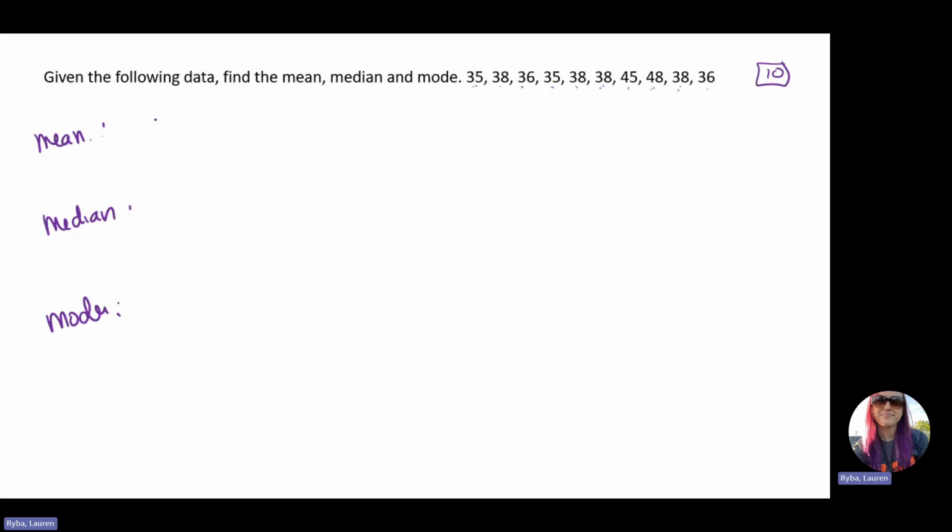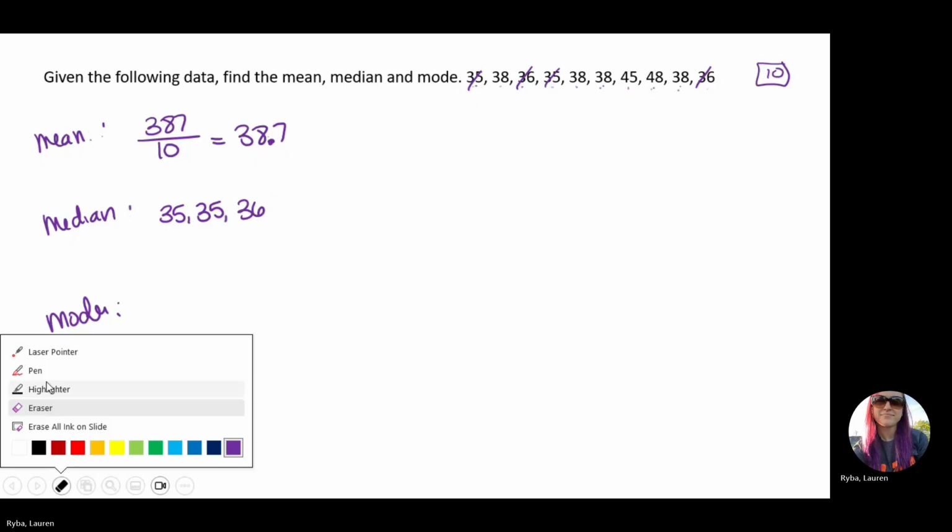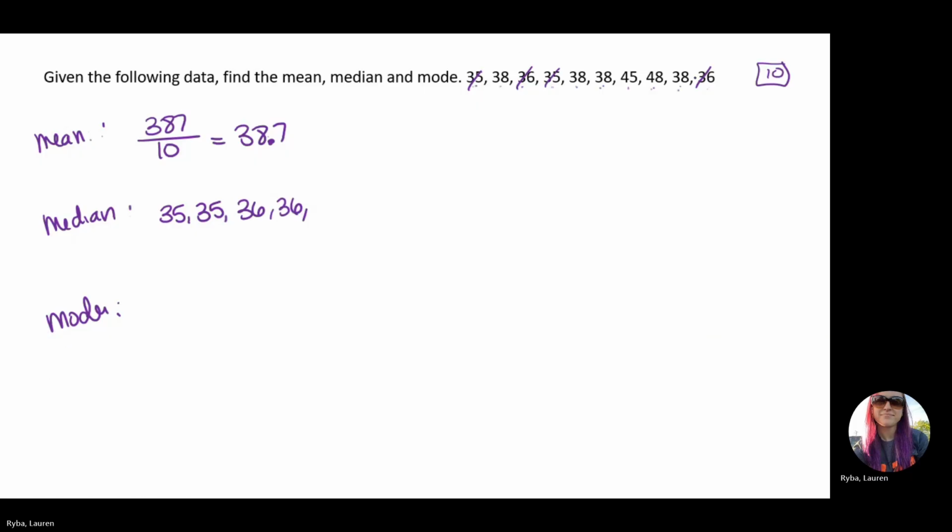All right, when I added all of them together, I got 387 divided by 10, because there's 10 pieces of data, 38.7 was my mean. My median, I needed to put them in order. 1, 2, 36s. 1, 2, 3, 4, 38s. Well, there's my mode. A 45 and a 48.